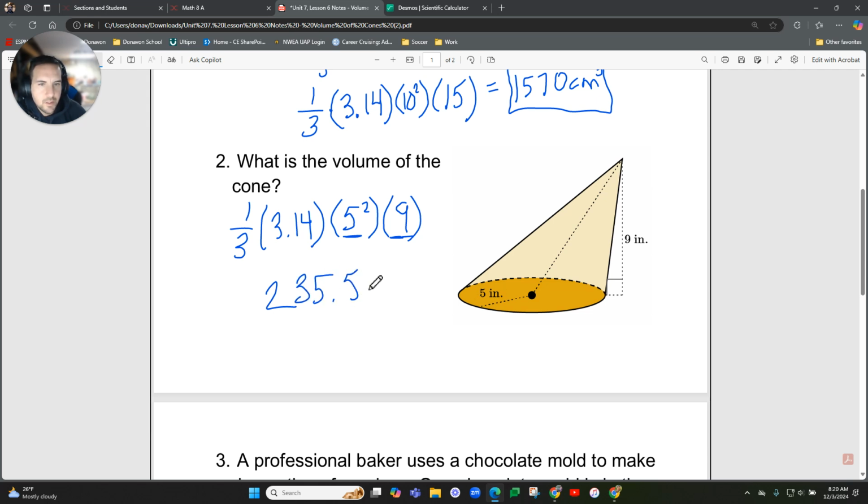And in this case it is cubic inches, or inches cubed. And that is it for that one.